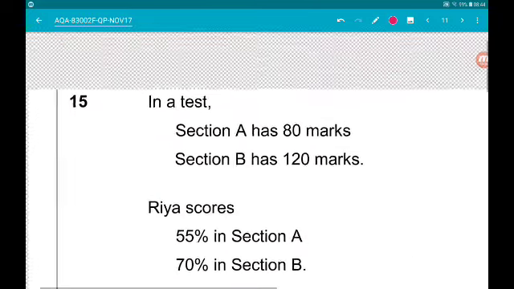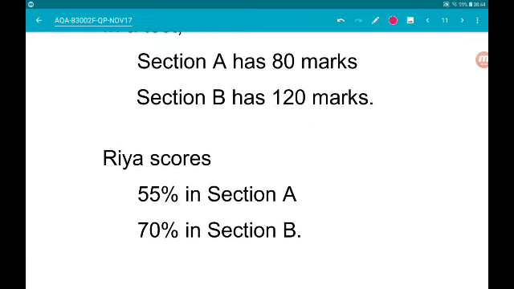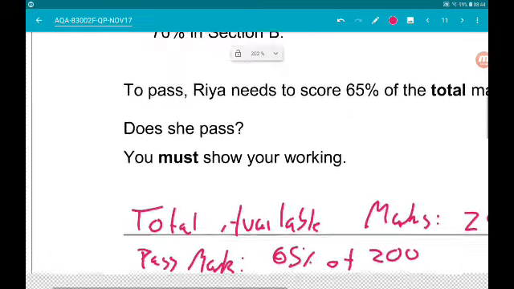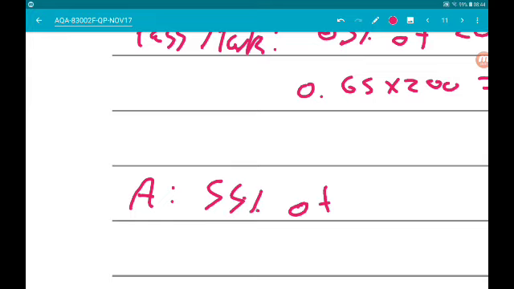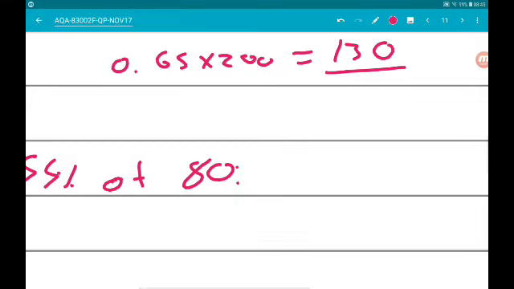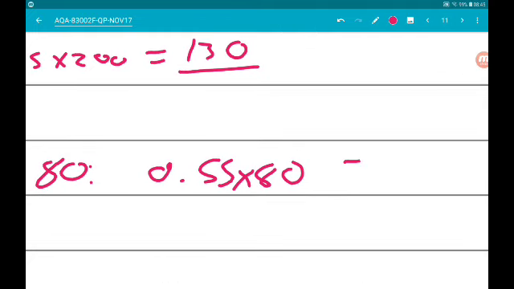Now in section A, there's 80 marks and she got 55%. So in A, 55% of 80. So again here, I would do 0.55 times 80, and that's going to give us 44.